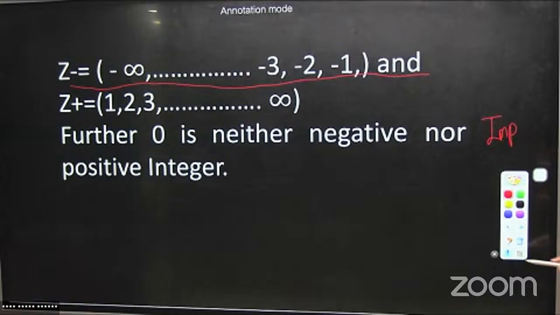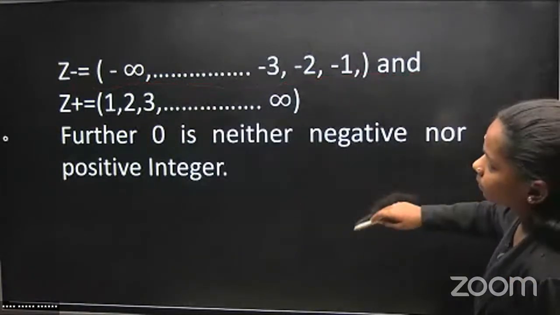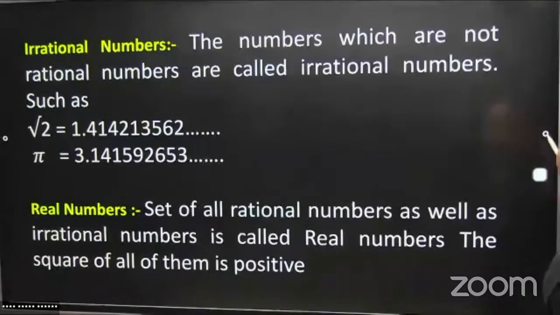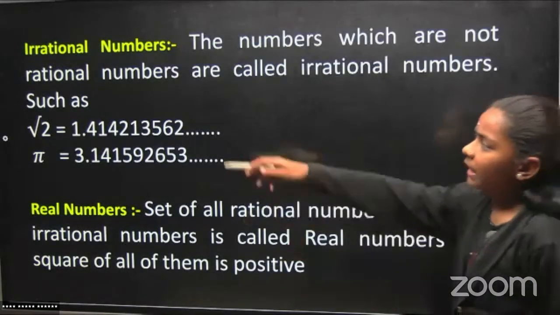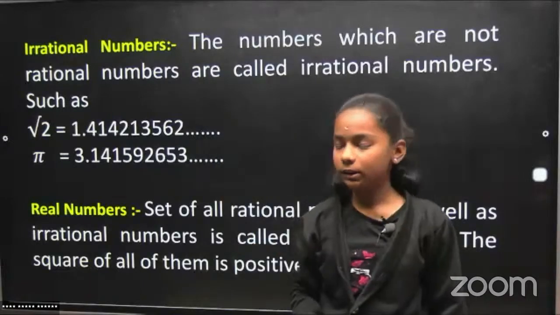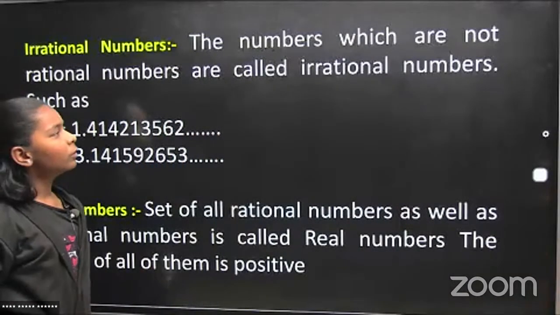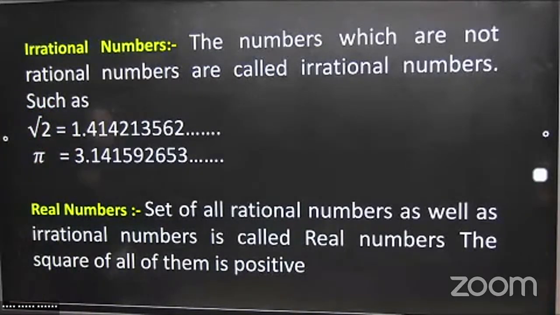Now next. Next is irrational numbers. First, write this heading, irrational numbers. The next definition, we are going to talk about irrational numbers.